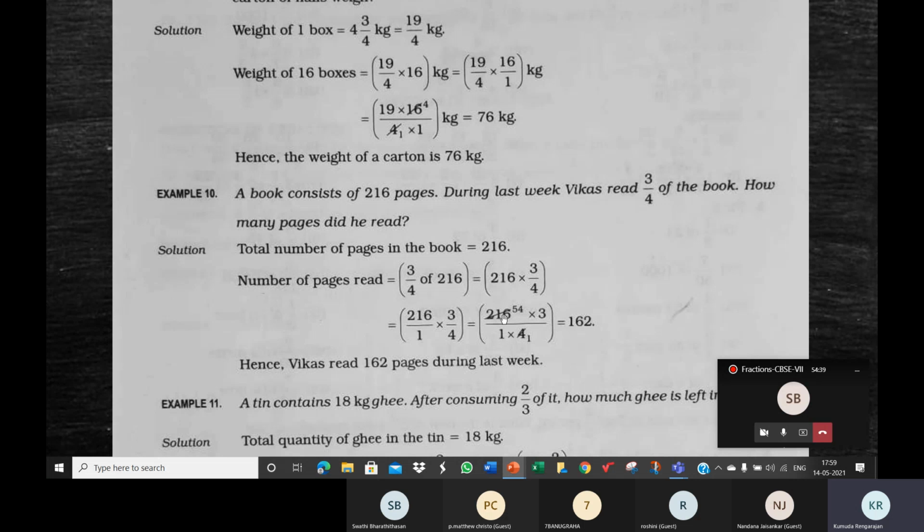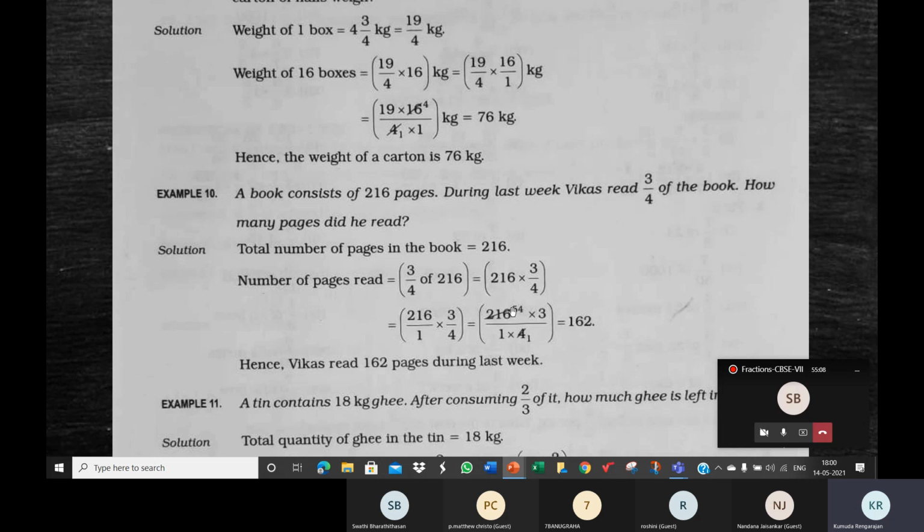And 216 divided by 4. See, you might say, how do I know 216 divided by 4? Do the division. In the rough column, you divide 216 by 4. We've been doing this since second standard. If you do not know how to divide here, just do that simple division in the rough column. Write 216 divided by 4. You'll get 54 in the quotient. That's the answer you should write here.